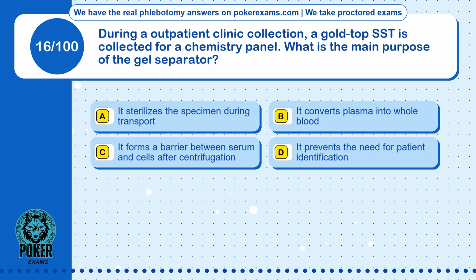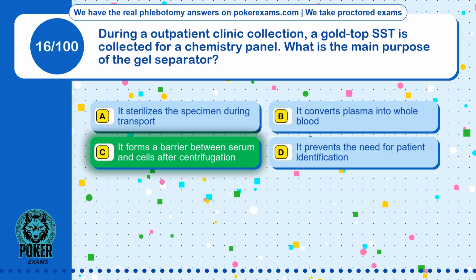Question 16. During an outpatient clinic collection, a gold top SST is collected for a chemistry panel. What is the main purpose of the gel separator? Option A. It sterilizes the specimen during transport. Option B. It converts plasma into whole blood. Option C. It forms a barrier between serum and cells after centrifugation. Option D. It prevents the need for patient identification.